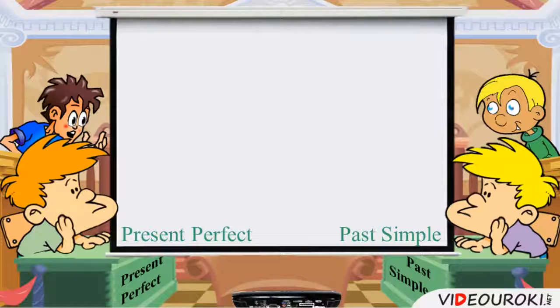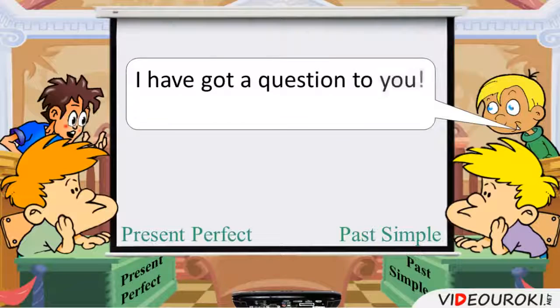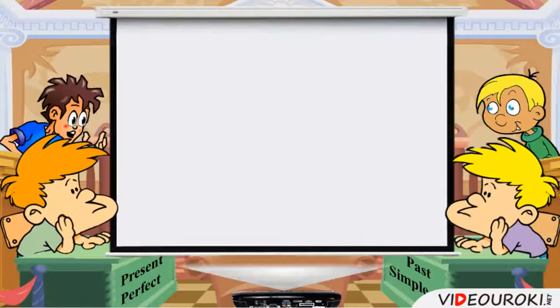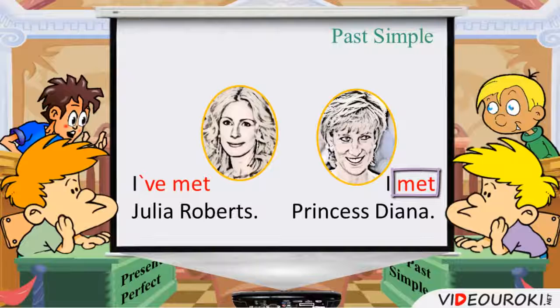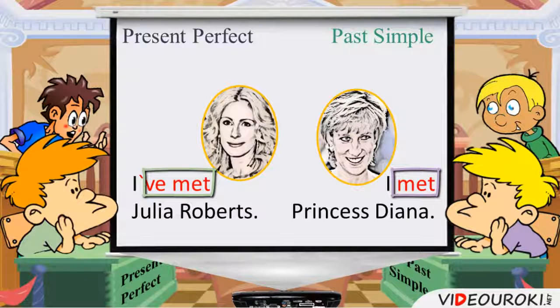I have got a question to you. Look, I met Princess Diana. Here we use the past simple tense. Met. I've met Julia Roberts. The present perfect tense is used. What is the difference? They're absolutely the same.